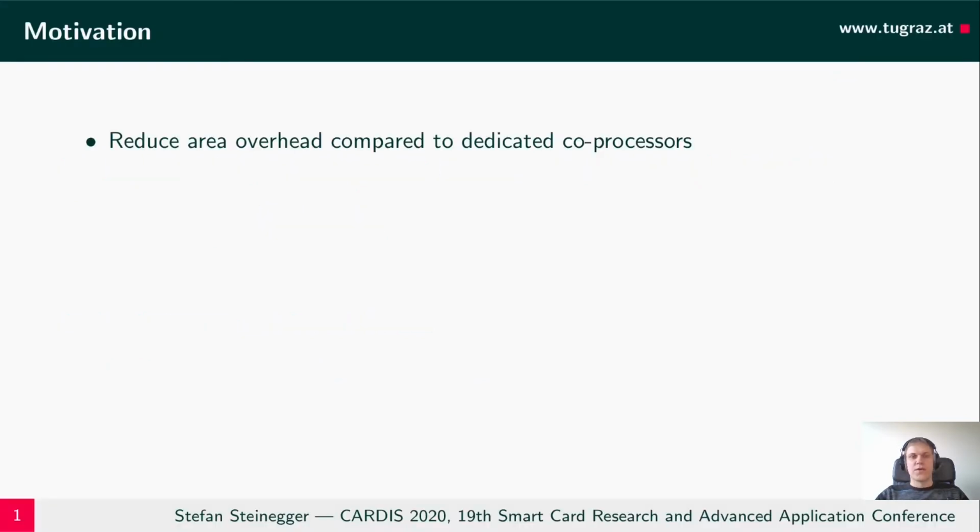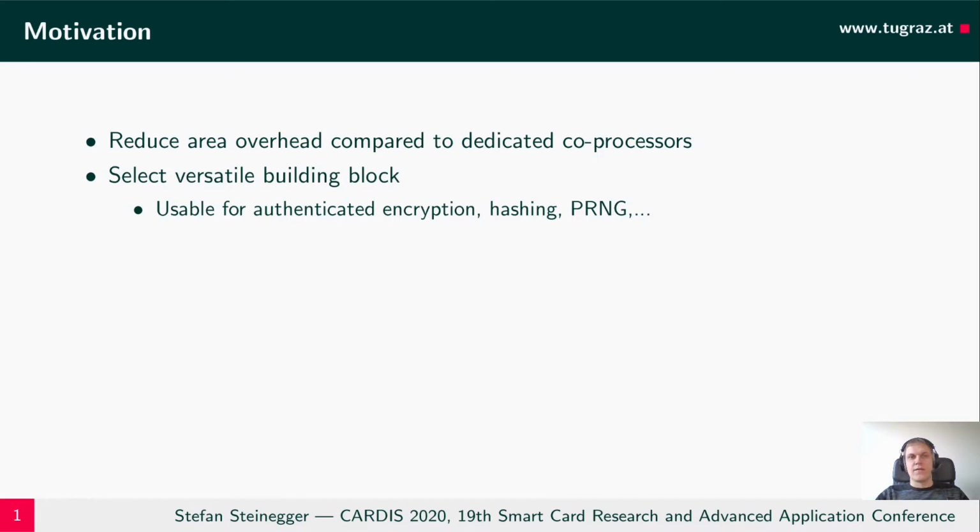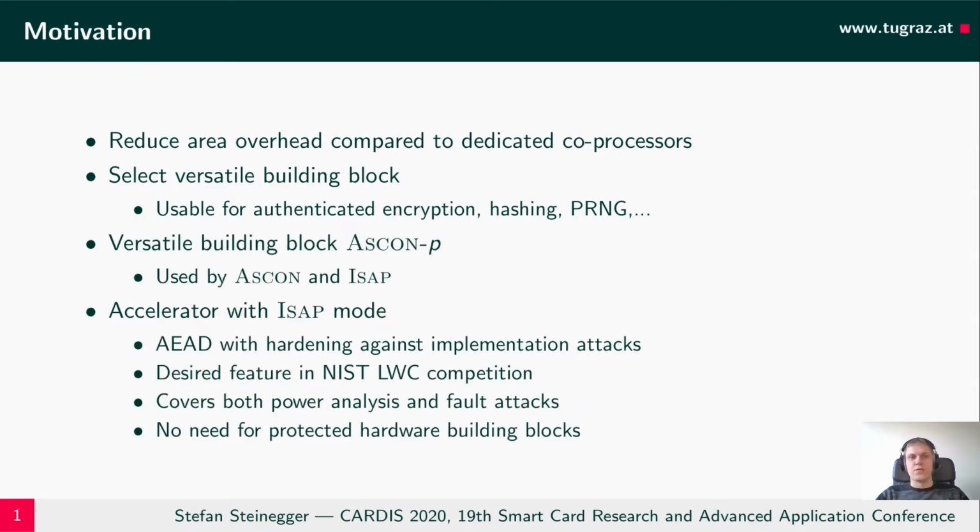So the motivation behind this paper was to reduce the area overhead compared to dedicated coprocessors. And we also wanted to select a versatile building block that can be used for a wide variety of applications, ranging from authenticated encryption over hashing to pseudorandom number generation. And we selected the versatile building block Ascon-p that is used by both Ascon and Isap.